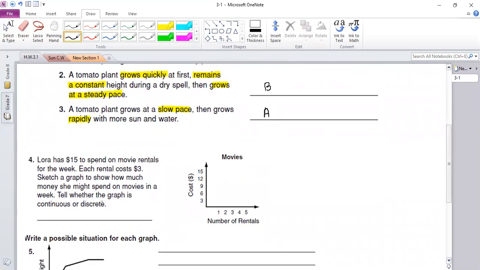So now according to the situation for question number 4, each rental is $3. So we are going to mark the graph for each one. So if you start graphing, your graph will be not a continuous one because there will be no 0 rentals. So we start with 1. So to make it easier for you, let me draw a table here. So this is going to be the table. So they have given you to draw for 5 movie rentals. So we need 5.